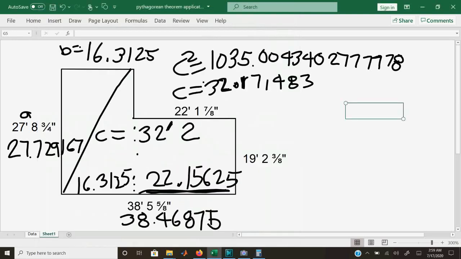So I will say 32 feet 2 1/16 inches is the distance I'm going to measure across that diagonal.